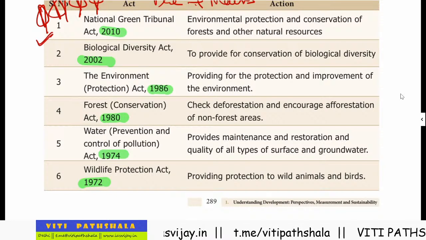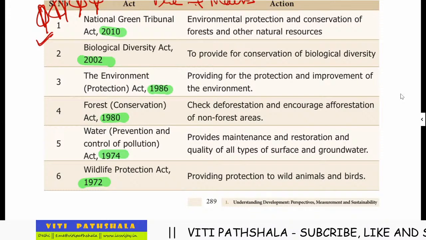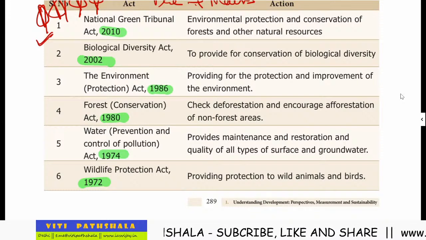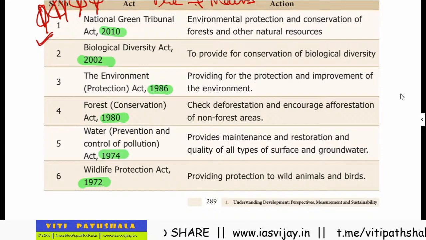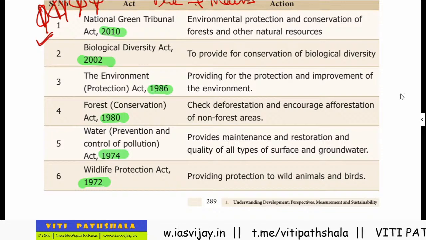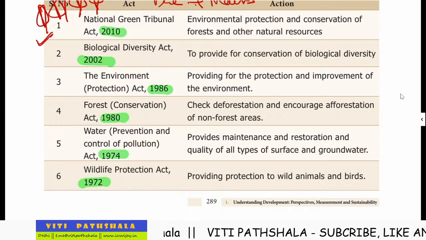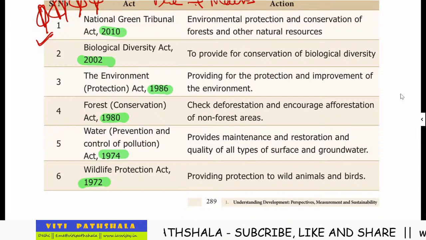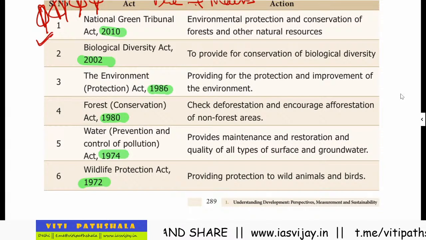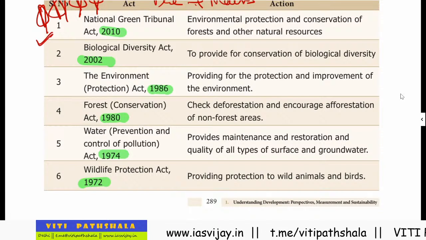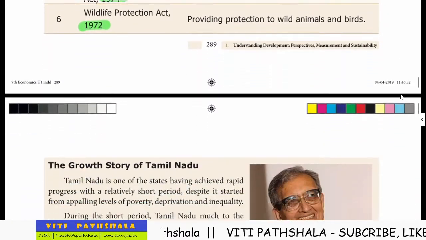Environmental Protection Act 1986, providing the protection and improvement of the environment. Forest Conservation Act 1980 checks deforestation and encourages afforestation of non-forest areas. Water Act, prevention and control of pollution, provides for the maintenance and restoration of the quality of all types of surface and groundwater. Then comes the Wildlife Protection Act 1972, providing protection to wild animals and birds.